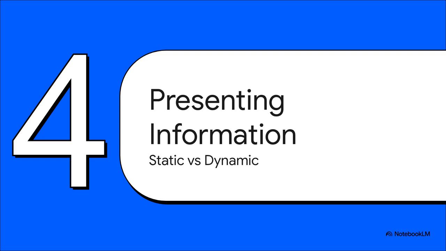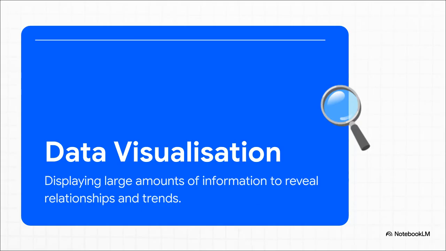Section 4. Presenting information effectively. Okay, so when the system talks back to the user, information can be static, meaning it's initialized at the start of a session and never changes, or it can be dynamic, where changes during a session have to be actively communicated. When we're dealing with massive, dynamic data sets, we have to rely on data visualization. This is the essential tool for displaying giant amounts of information in a way that reveals hidden relationships and trends, things a user would literally never spot in a giant flat spreadsheet of raw numbers.